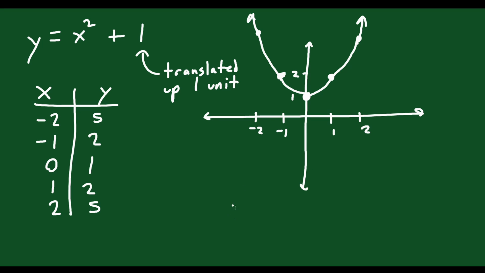So if I had, for example, we'll just do this quickly, y equals x squared minus 3, you can probably imagine what that's going to look like. The whole thing goes down 3, so the vertex would be down here at -3. And it's the same shape. It goes up like this. So that's just a sketch, right? It's the exact same shape as this, except it goes down 3 instead of up 1. So that would be a translation down 3 units, just as an example.